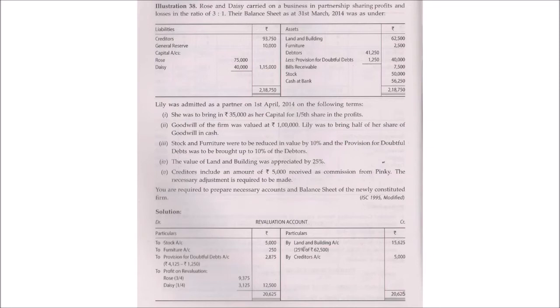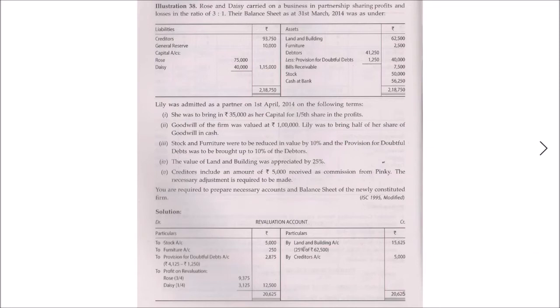So Lily's share of goodwill is equal to 1 lakh multiplied by 1/5, which is equal to 20,000. Half of 20,000 is equal to 10,000. 10,000 rupees she brings in cash and 10,000 rupees is adjusted towards the capital account, otherwise the current account.